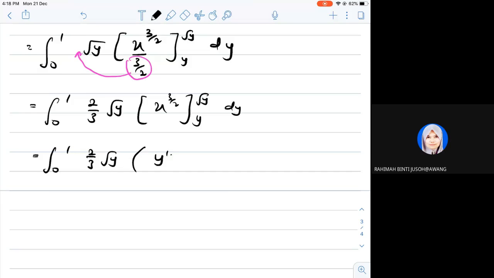Okay, y to the power of half to the power of 3 over 2 minus y to the power of 3 over 2, like this. Okay, and then next we have to expand this, multiply here and multiply here.